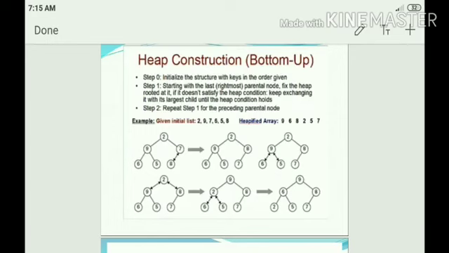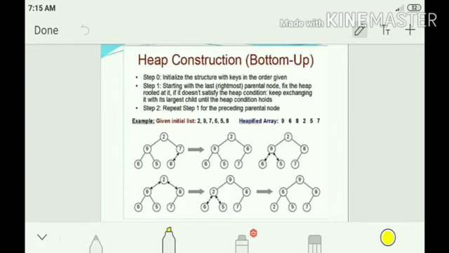If it does not satisfy the heap condition, keep on exchanging it with its largest child until the heap condition holds. So we are going to repeat step 1 for its preceding parental node. So now let us have a look at an example here.